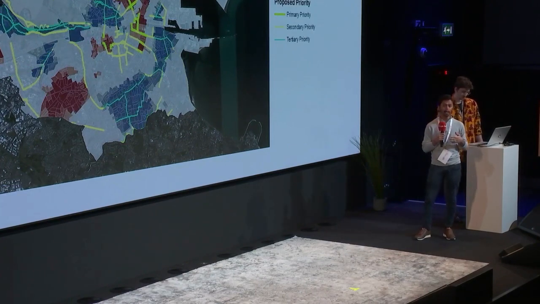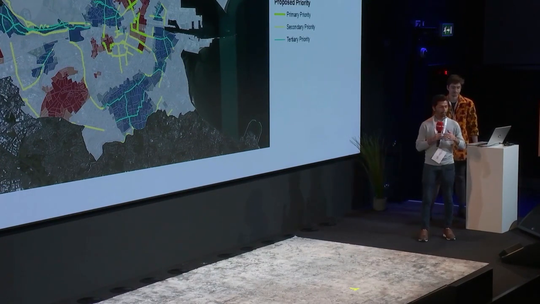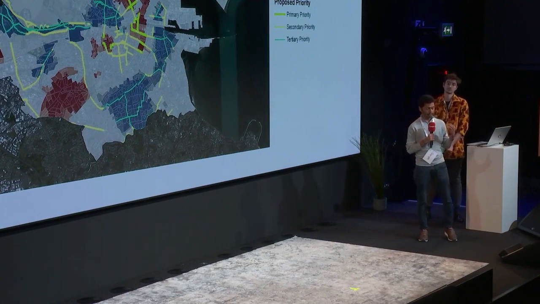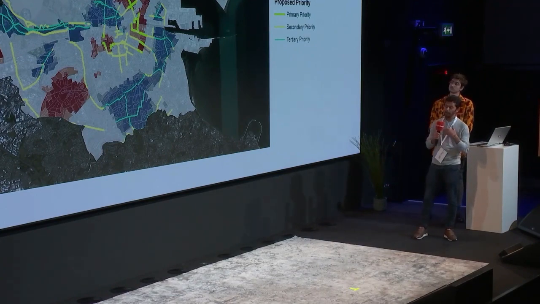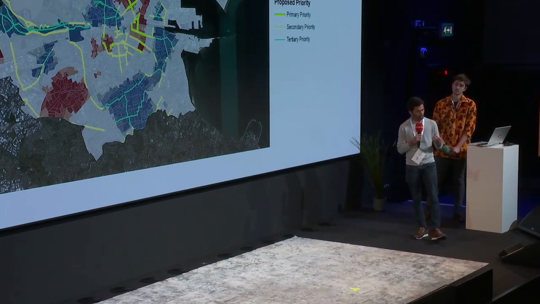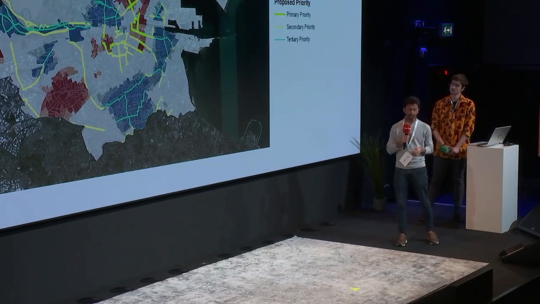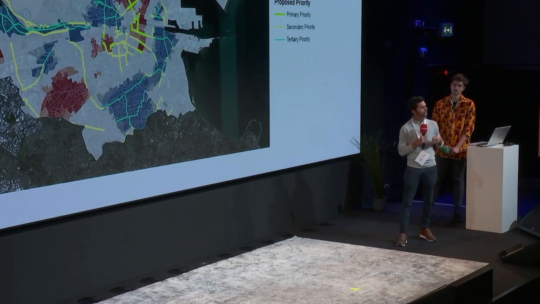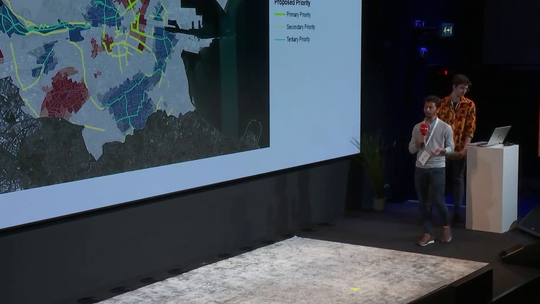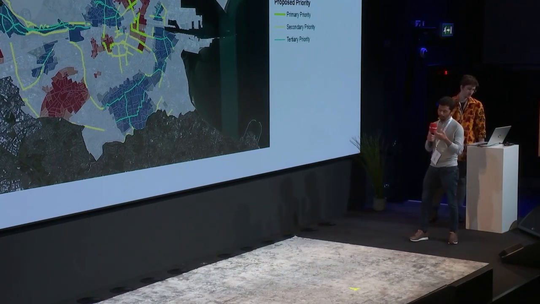What we did is that we overlaid their routes, especially the ones that are still under consideration, and prioritized them based on the vulnerable zones that these routes pass through. So as you can see, the ones in green are the ones to be taken on priority, followed by the ones in yellow and blue.